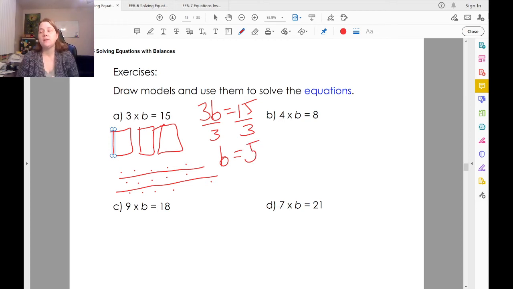You try solving the next one in whatever way works for you. I'm going to show you how to do the math version when we come back.